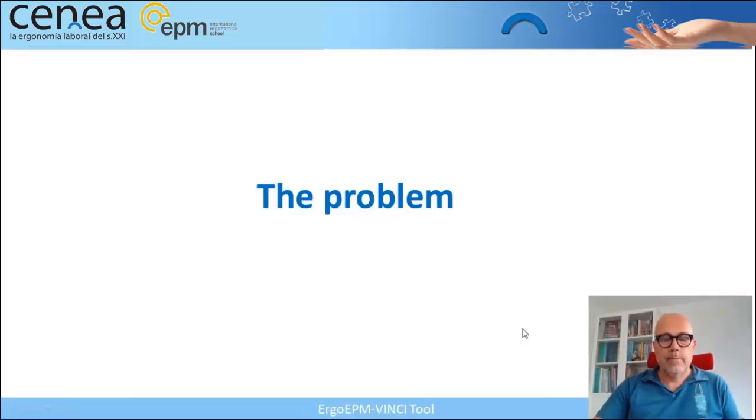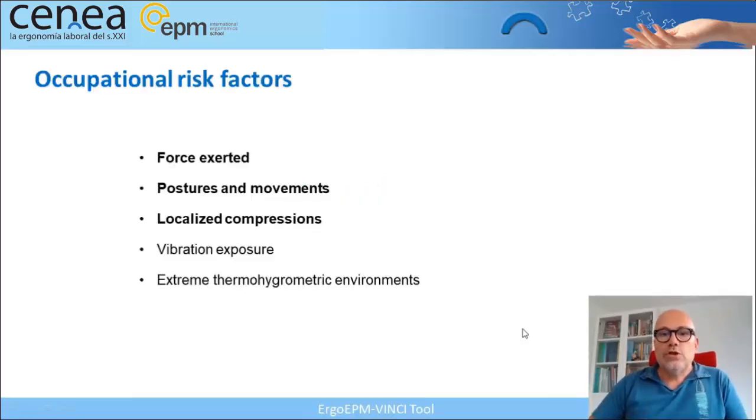We all know that the main occupational risk factors that can lead to musculoskeletal disorders due to possible physical overexertion at work are the following. Force exerted. Postures and movements that are carried out with each body segment, with localized pressures. And although to a lesser extent, exposure to vibrations and thermohygrometric environments.